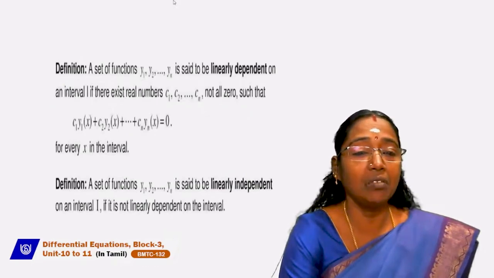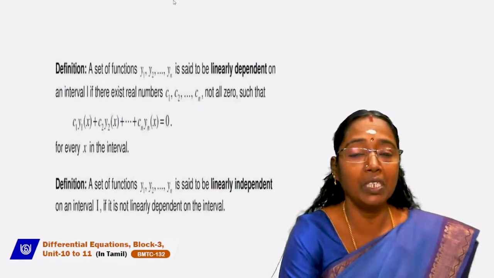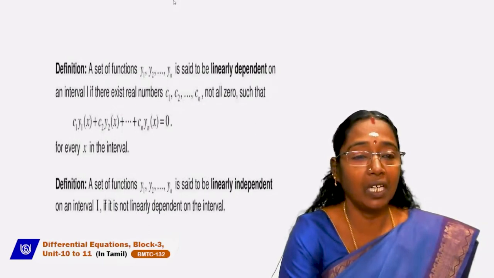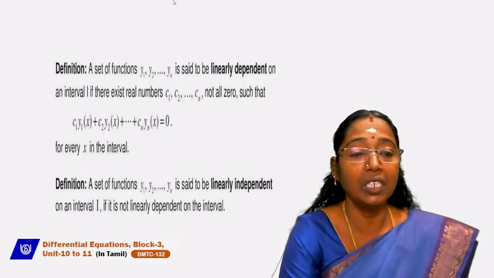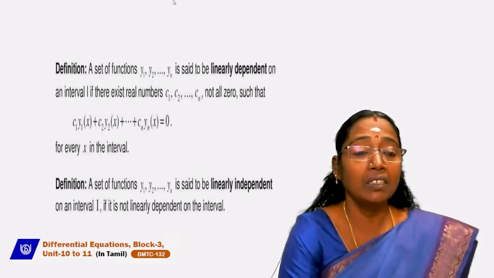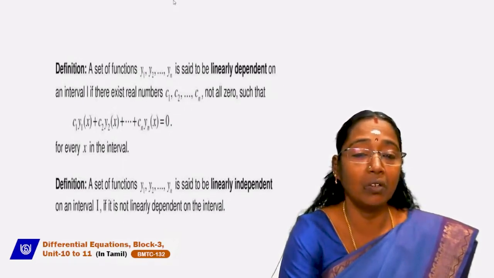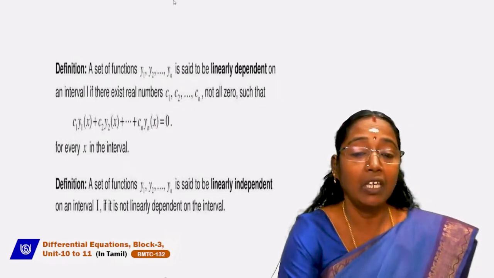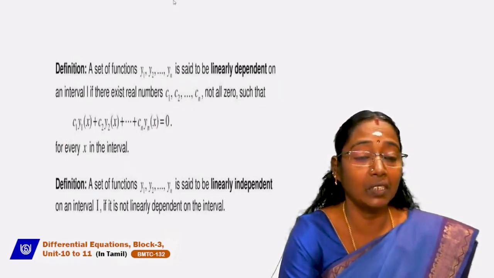Now the definition: a set of functions y1 etc. yn is said to be linearly dependent on an interval I if there exist real numbers c1 etc. cn, not all zero, such that their linear combination, that is c1 y1 of x plus c2 y2 of x plus etc. plus cn yn of x, equals 0 for every x in the interval. So linearly dependent means these constants c1 etc. cn are not all 0. If all the constants c1 etc. cn are equal to 0, then it is linearly independent.